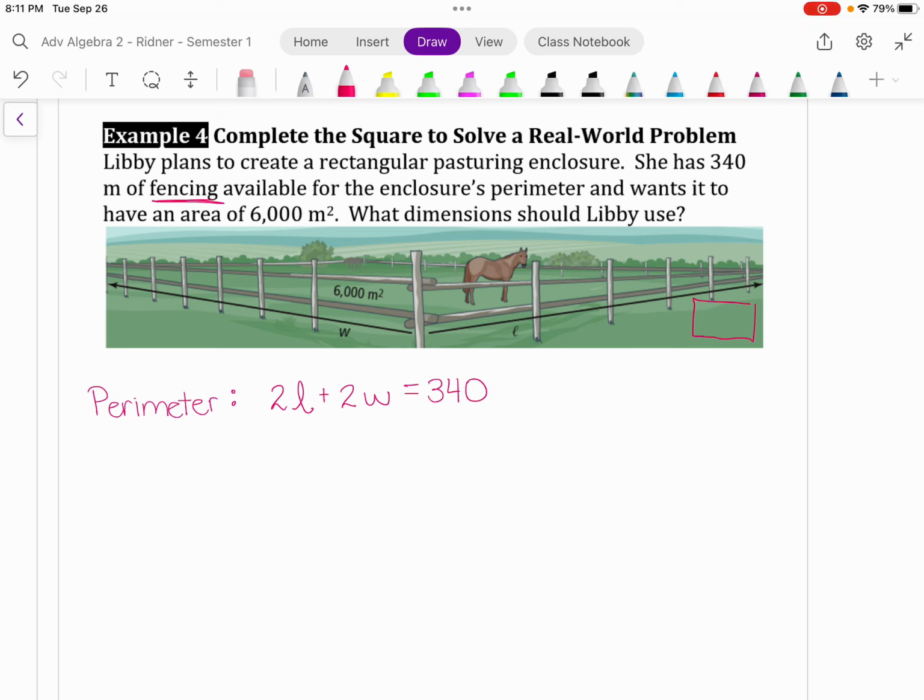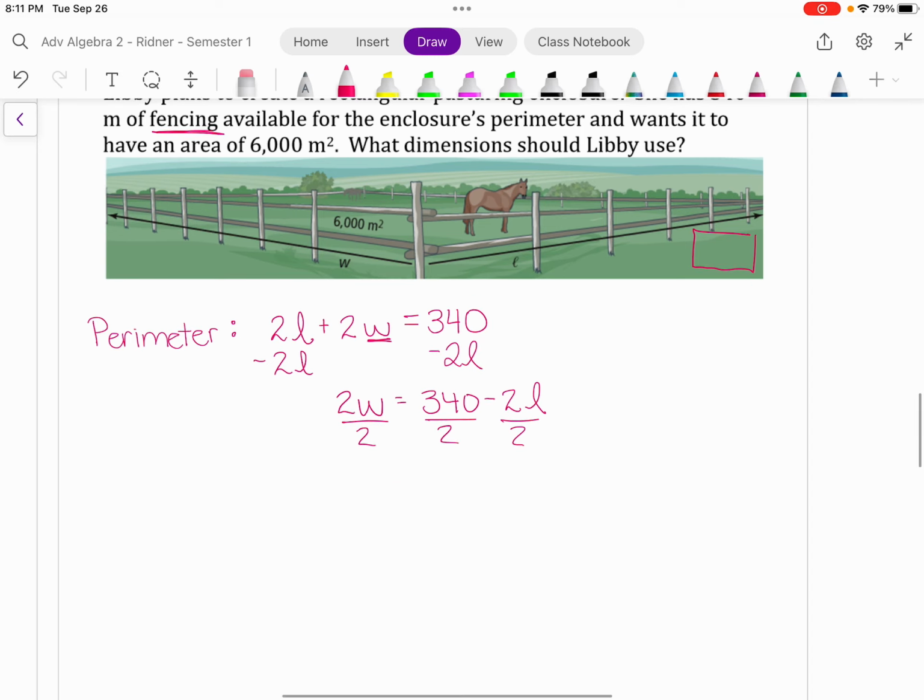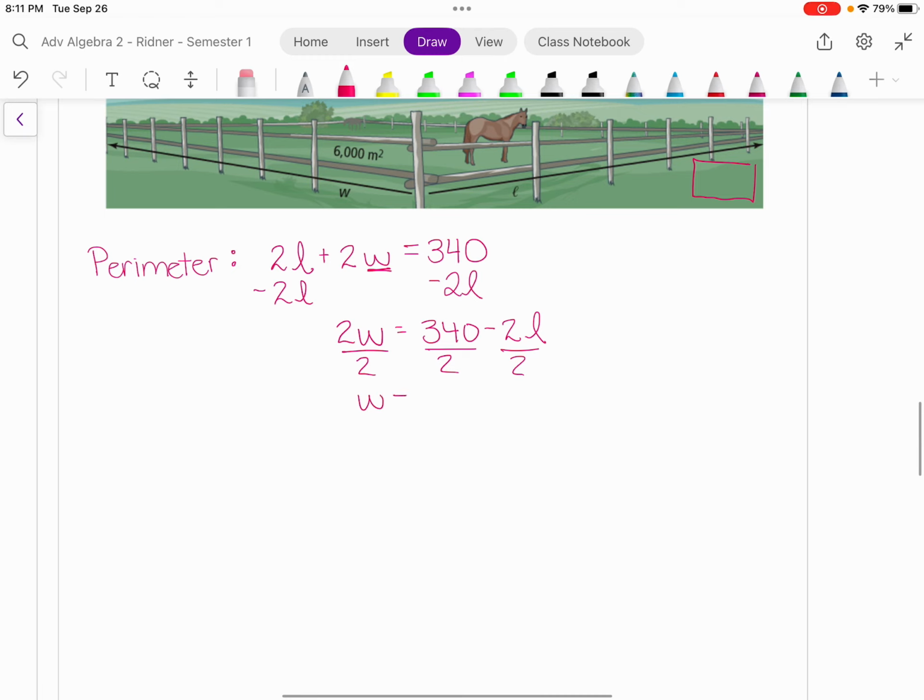So if we wanted to solve for a single variable, so let's say if we wanted to get W by itself, we would subtract 2L. Remember, those are not like terms, so we cannot combine them. And then we would divide everything by 2. So we would get W equals 170 minus L. And I'm using a cursive L so that you don't think that it's an I or a 1 or any other thing that it could be. All right, so that's part 1.